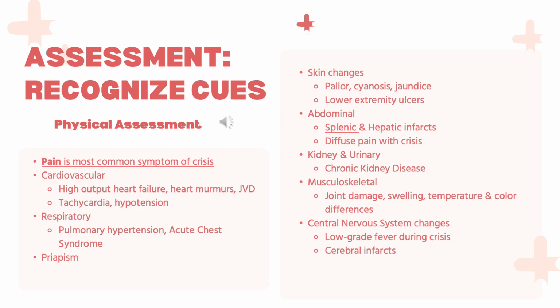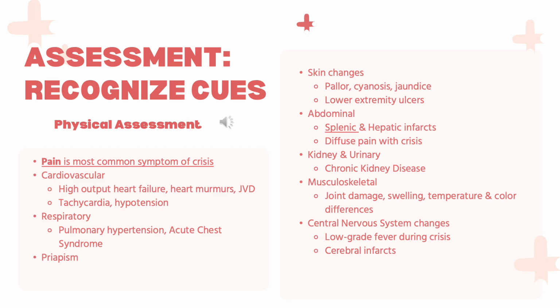So whenever we're assessing patients with sickle cell disease, our physical exam focuses on recognizing cues that can reflect reduced perfusion and tissue damage. So pain is the most common symptom during a crisis, and it varies depending on the site of reduced blood flow. So the rest of our symptoms we're going to break down by system.